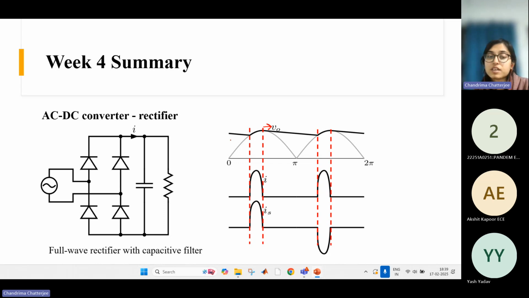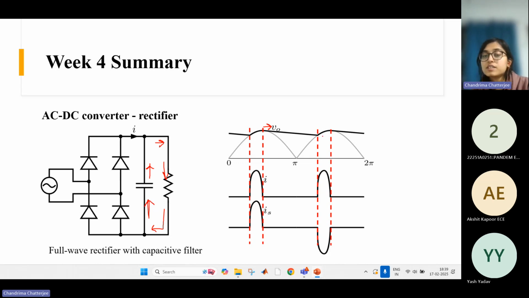What do you mean by discharging? Discharging means now the capacitor itself provides the load current. So from the capacitor, the load current flows through the resistor. That's how the current flows. And during this portion, the diodes don't conduct. The diodes are not conducting at this point. The capacitor only provides the load current.